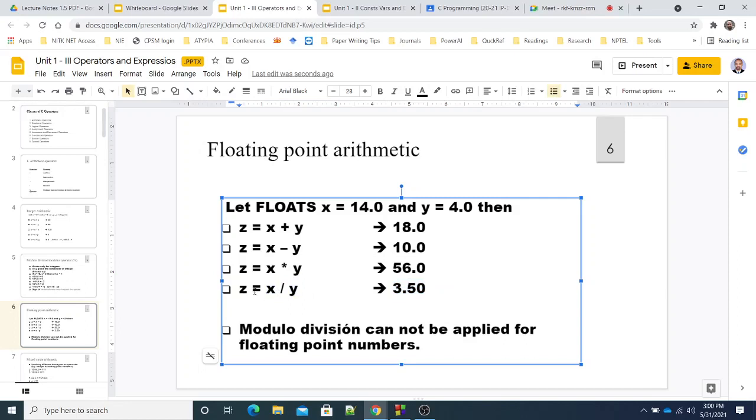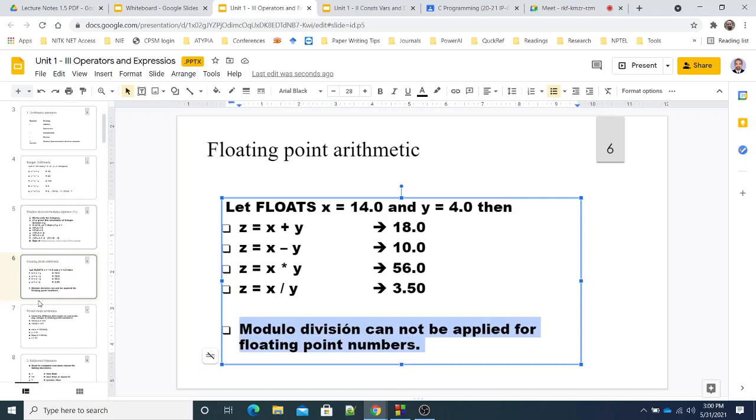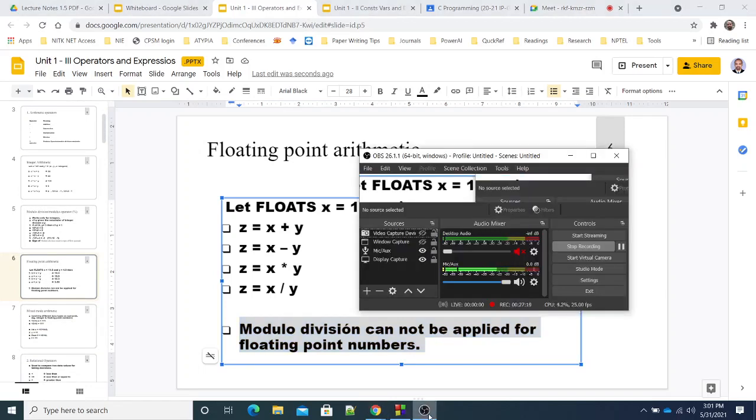So here we get 3.5. Is it x by y? Is it 3.5? Yeah, it's 3.5. And modulo division works only for integers in C. So note this down: for floating point numbers, modulo division does not work in C. Why I say in C is because it works in Python, even for real numbers. Since we are learning C, I'm just telling that.